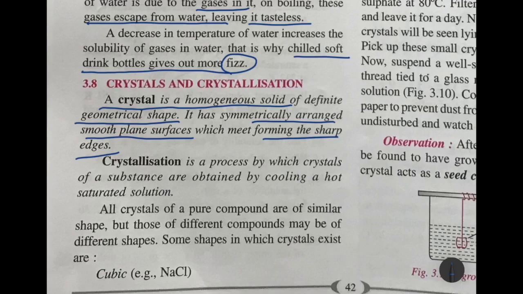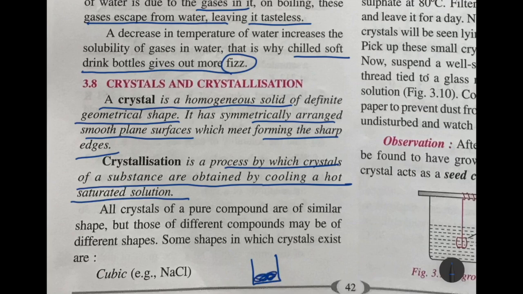And what is crystallization? It is the process by which crystals of a substance are obtained by cooling of hot saturated solution. Now, supposing here you add sugar. Supposing here you have 4 spoons of sugar. Okay, this makes a saturated solution. You put 1 more spoon, it will not dissolve. You heat it, it will dissolve. When you cool it, this 1 teaspoon of sugar will come out as crystals.